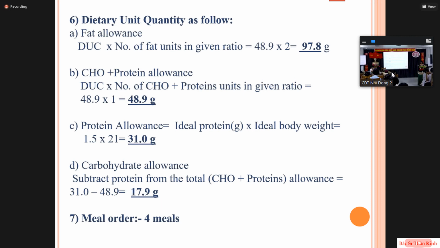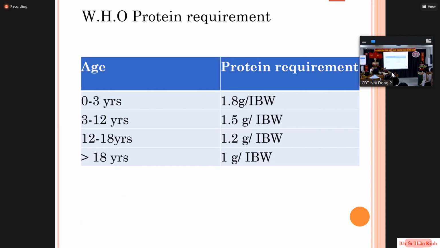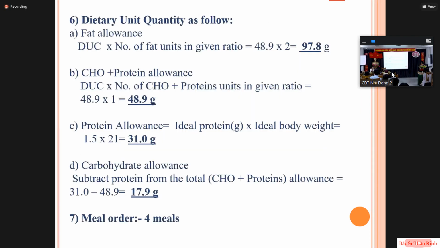We have to decide how much allowance you'll keep for protein and how much for carbohydrates. We do this on the basis of the WHO protein requirement, and this is on the basis of the age. You can see that this patient is in the age group of 3 to 12 years, and that's 1.5 grams per kg ideal body weight. So 1.5 multiplied by the patient's ideal body weight, which is 21, and the value that you get is 31 grams. This is the entire day protein allowance for this patient.